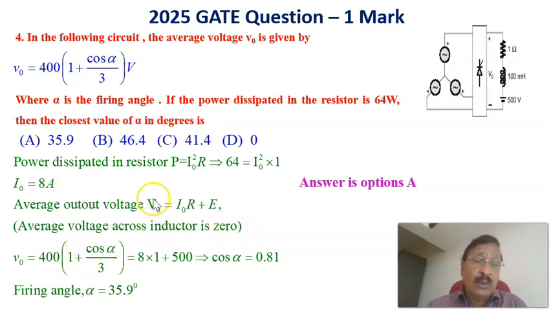Now, substituting that, V0 is given in the problem as 400 into (1 plus cos alpha) divided by 3, which is equal to I0, calculated as 8 amperes, 8 into the resistance of 1 ohm, plus the battery voltage of 500. If you substitute this and find cos alpha from this equation, cos alpha equals 0.81, or alpha will become equal to 35.9 degrees. The answer is 35.9 degrees. The answer is option A. This also carries 1 mark.